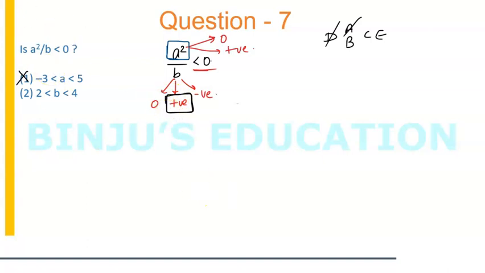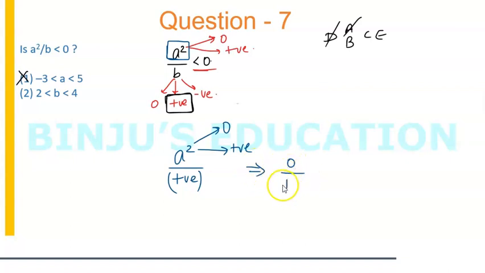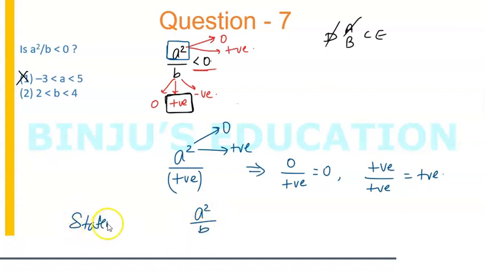So if I use statement number 2, I can say that my fraction is A square divided by positive. Now again, A square can be 0, A square can be positive, which gives us two conclusions. One is my fraction is 0 by positive, which is 0. Another is my fraction is positive by positive, which is positive. Which means only using statement 2, I can say that A square by B is greater than or equal to 0.